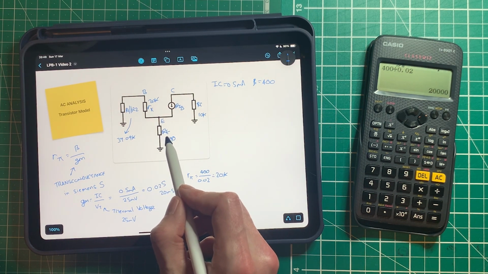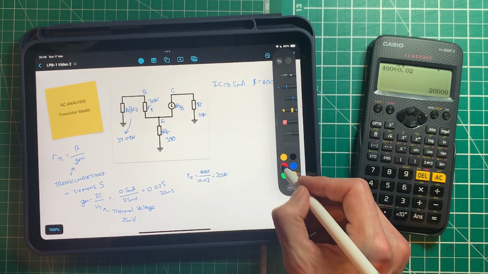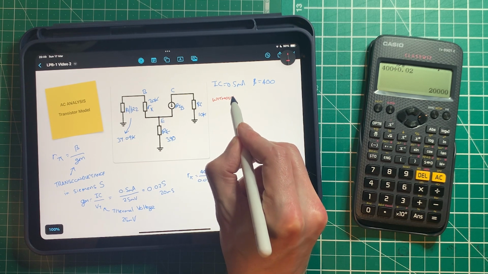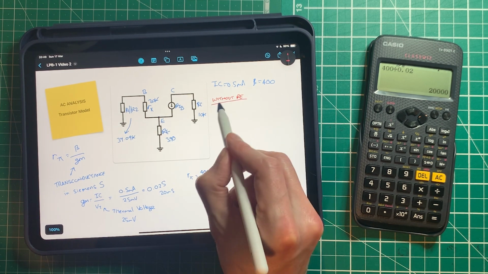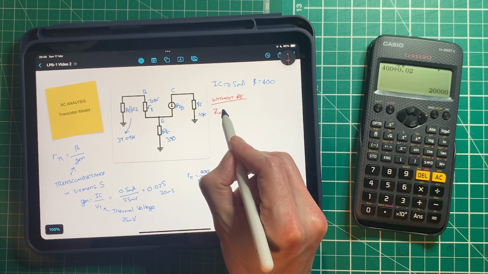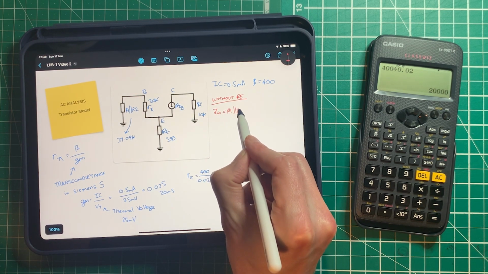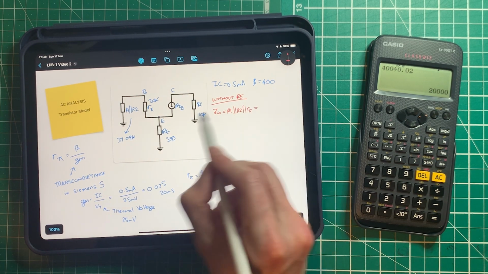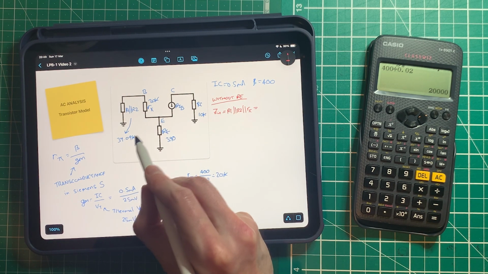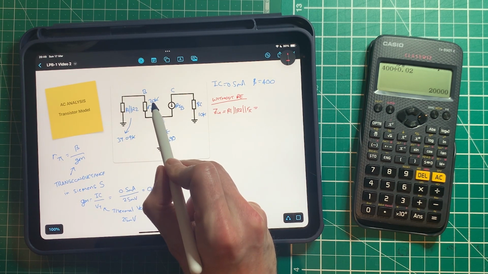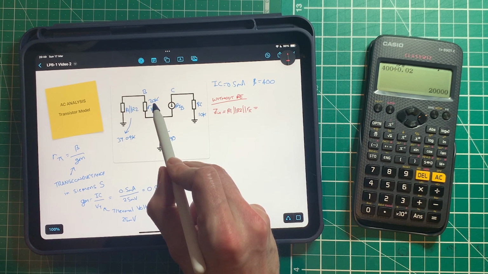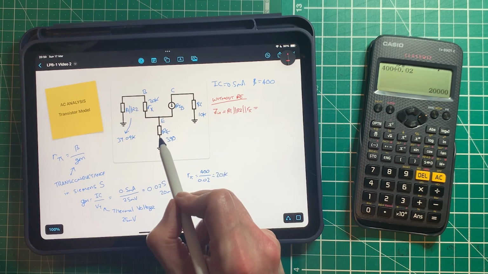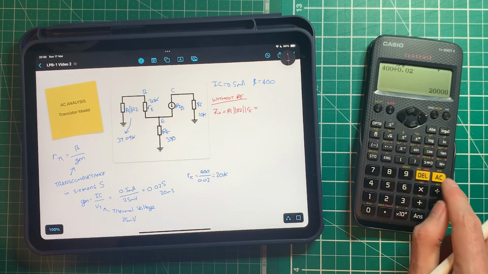So without RE, if we didn't have RE, so let's do this in red. Without an emitter degeneration resistor, our input impedance would be R1 in parallel with R2 in parallel with R pi, which equals 39.09k in parallel with 20k. And we can see 20k is less than 39, so it's going to be closer to 20k than it is to 39.09k if we didn't have RE.